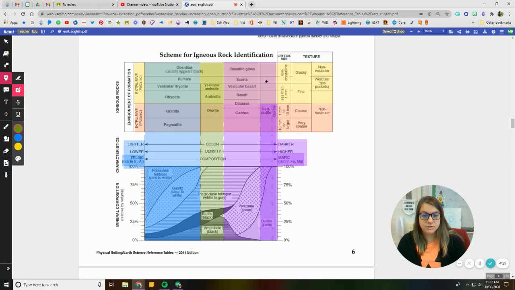So, extrusive, intrusive, outside of the earth cooled, inside of the earth cooled, small texture, large texture. Okay, that's working from left to right, and then up and down. This side is felsic, low density, light in color. Everything on this side, darker in color, higher density, is going to be considered mafic. Something that's considered ultra mafic will be your dunite and your peridotite usually. So this is your igneous rock chart. You need to know how to use this one.